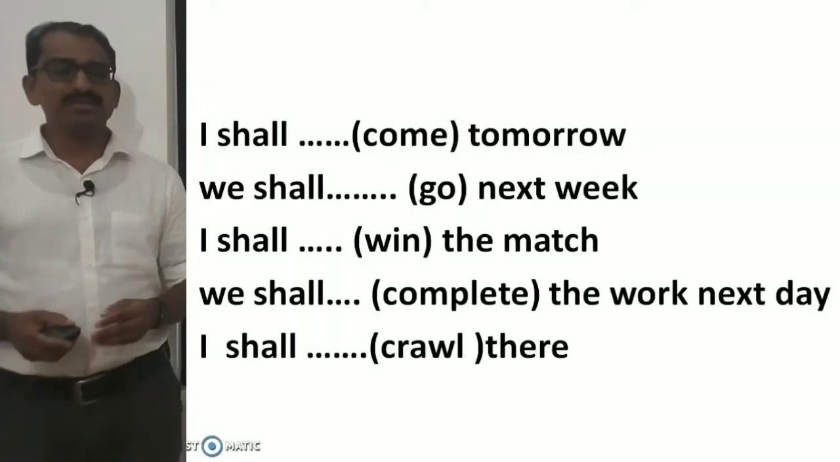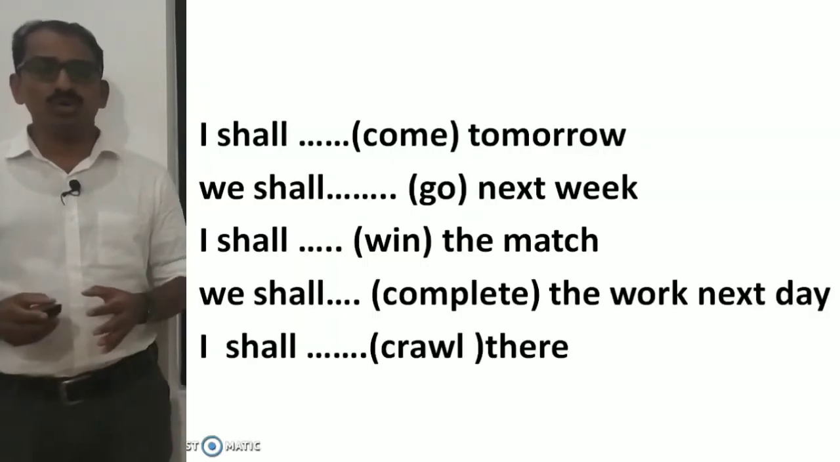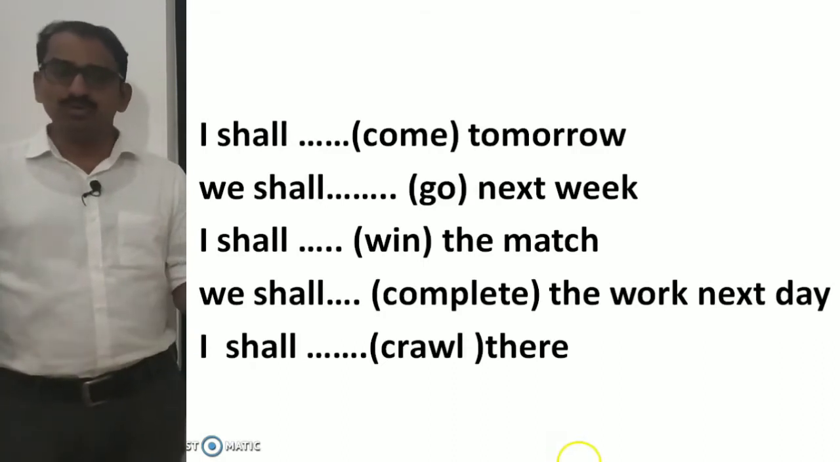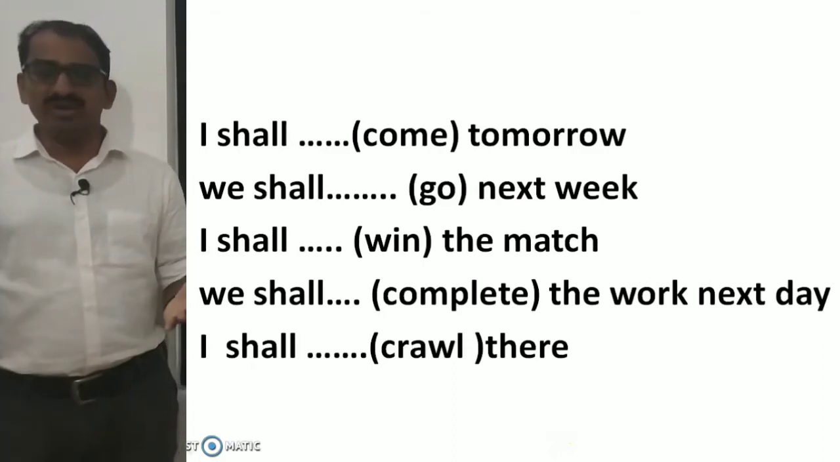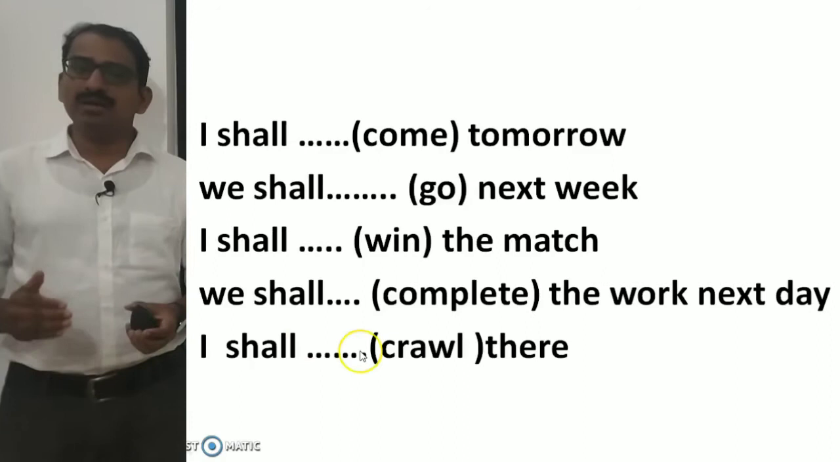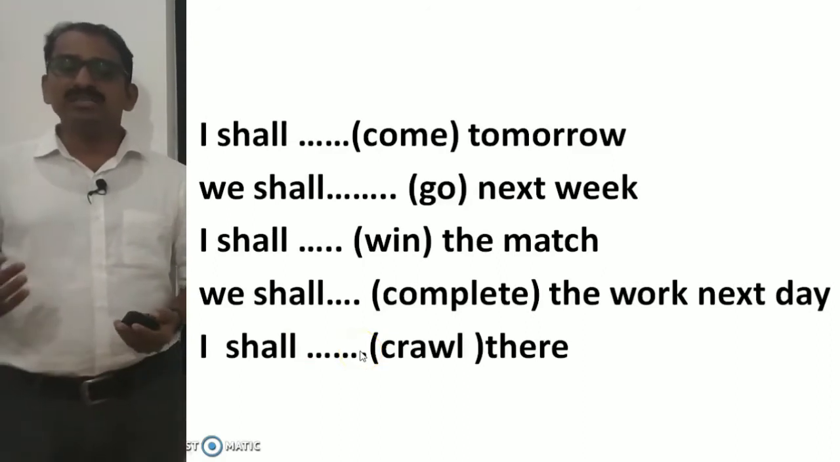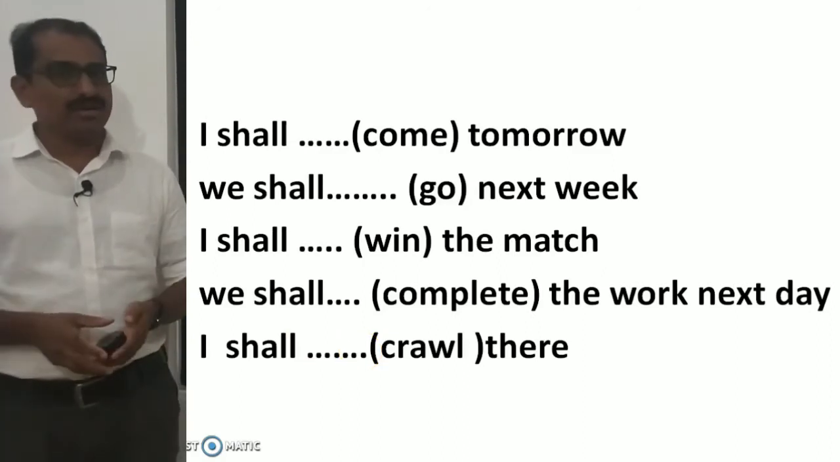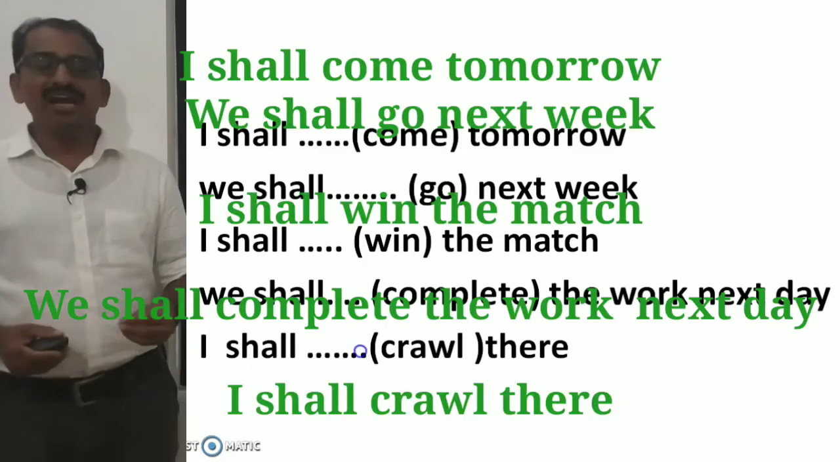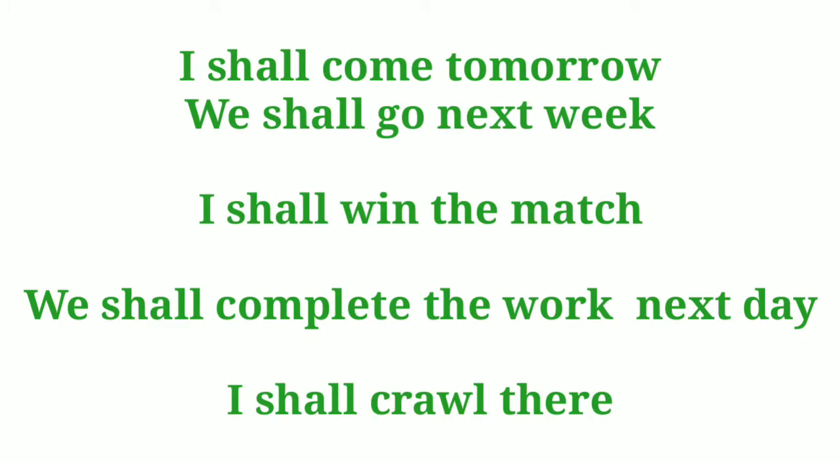Look at the examples. I shall dash come tomorrow. Surely shall goes with the V1 form, so I shall come tomorrow. We shall go next week. Surely we shall go next week. ഞങ്ങൾ അടുത്ത ആഴ്ച പോകും. I shall win the match. ഞാൻ മത്സരം വിജയിക്കും. We shall complete the work next day. ഞങ്ങൾ ഈ ജോലി അടുത്ത ദിവസം പൂർത്തിയാക്കും. I shall crawl there. ഞാൻ അവിടെ ഇഴയും. Likewise, you can use this shall.